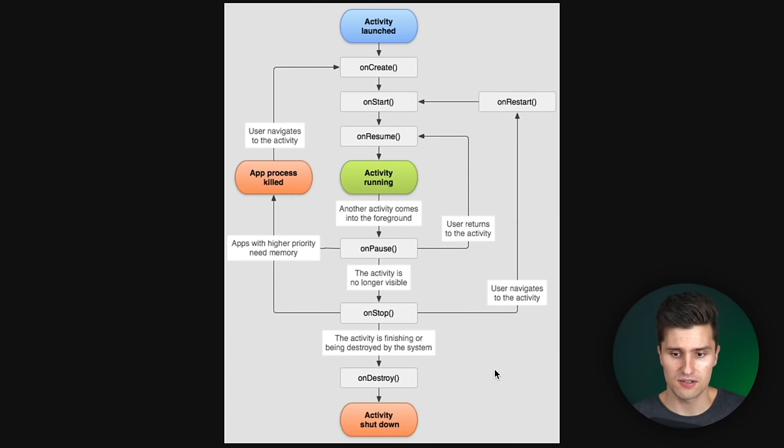But last but not least, as you saw, we also have on destroy. So what does need to happen that our activity really gets destroyed and all its resources get freed up? So this diagram says the activity is finishing or being destroyed by the system. What does finishing really mean?